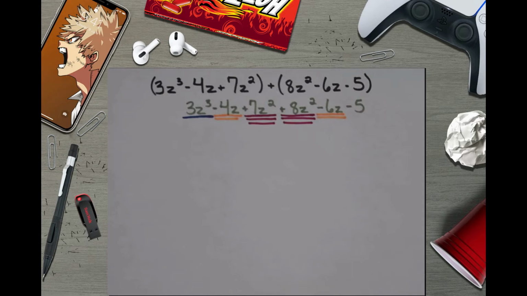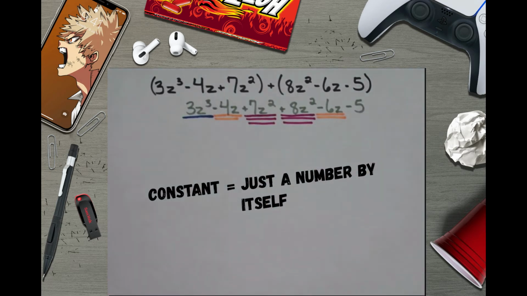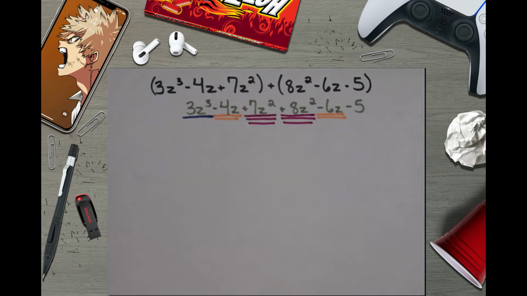All right? And then I have my 5, which is basically a constant. Are there any other constants? No. So I leave that basically not underlined. All right? So I'm gonna go ahead and start combining my like terms, and that will be my answer.